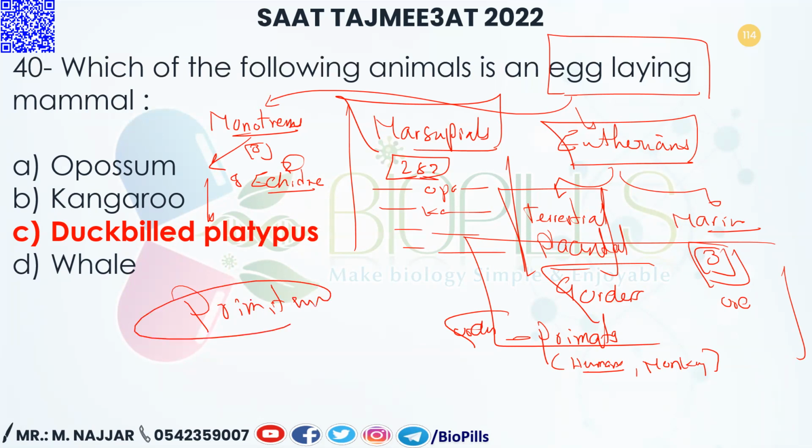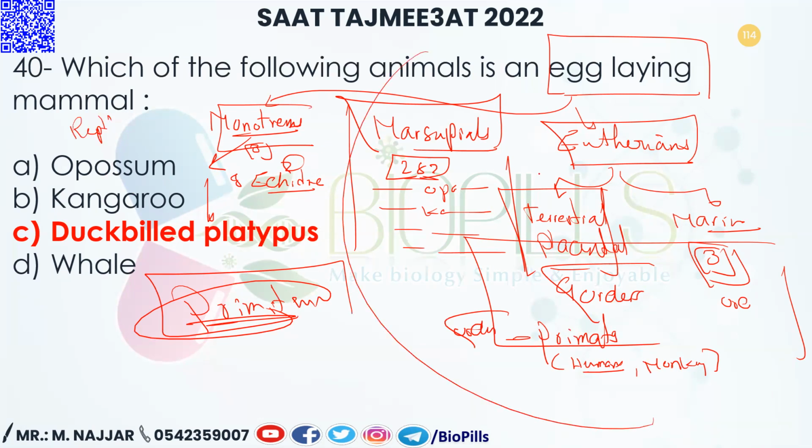Primitive means less advanced, and the less advanced are the monotremes. Why? Because they still have some of the characteristics that are found in reptiles. Reptiles lay eggs, and all the rest of the mammals are not egg laying. There are only 3 species, so they are primitive. Primates are not primitive. Primates are the most advanced in the mammals.